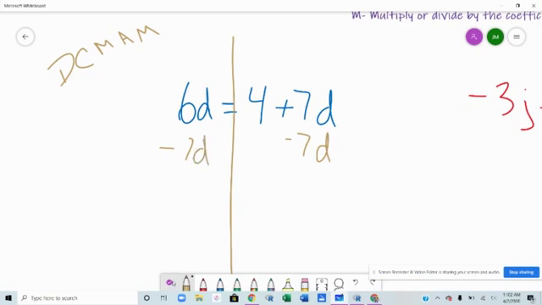Remember, if you need a calculator at any point, have a calculator handy, your phone, regular calculator. Desmos is always useful. Have something to help you. So I have 6D minus 7D gives you negative 1D equals, keep your equal sign in that line so that you can have your sides, 4, because we didn't do anything with it, but 7D minus 7D cancels out, those are gone.